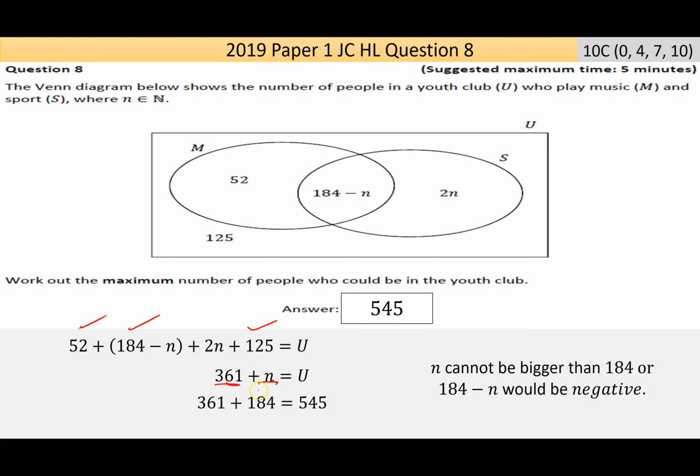So the biggest n could be, as we said, was 184. So 361 plus the maximum of 184 would give a total of 545. And that is the answer. So that's, I think, it for question 8.